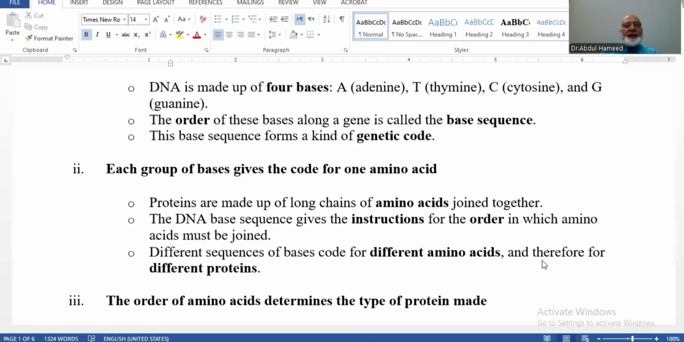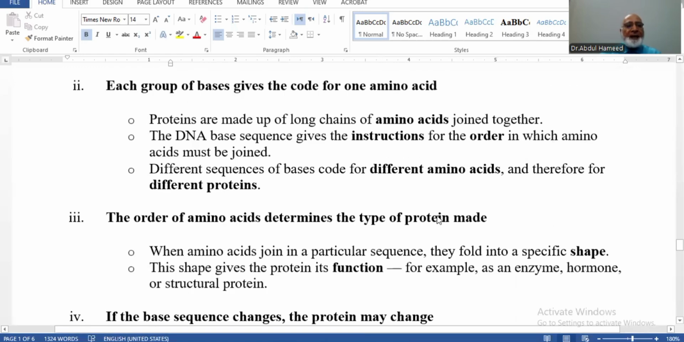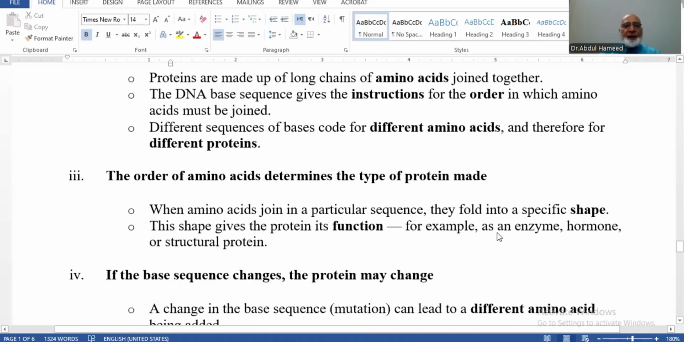As we know, there are 3 bases required for one amino acid, and this will be the concept of A level. Proteins are made up of long chains of amino acids joined together. The DNA base sequence gives the instruction for the order in which amino acids must be joined. Different sequences of bases code for different amino acids and therefore for different proteins and even different functions of them. The order of amino acids determines the type of protein made. When amino acids join in a particular sequence, they fold into a specific shape. This shape gives the protein its function.